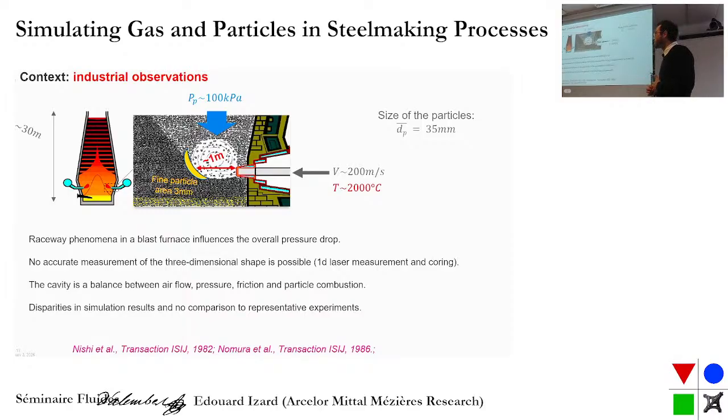And also we have other simulation tools to optimize the combustion. What I didn't mention is that sometimes we inject fine powders of coal in order to increase the combustion inside the raceway. The geometry of the raceway is quite important to know in order to optimize how we inject these fine particles. So yes, there are other good reasons to study that.